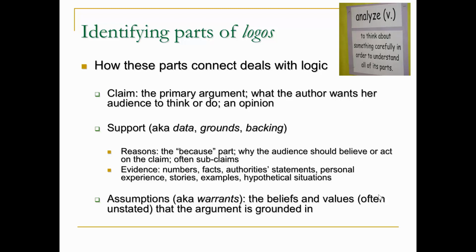The claim is the primary argument, so the overarching point that the arguer is making. And then at the bottom, you've got the assumptions, sometimes called warrants, and you'll hear that tossed around in arguments. It's the same thing, just different names. And these are the beliefs and values that are often unstated that an argument is grounded in. And they become very important when we're trying to analyze argument and when we're trying to make our own arguments.